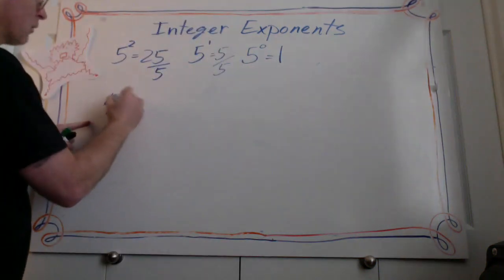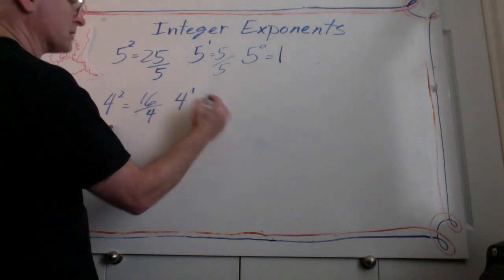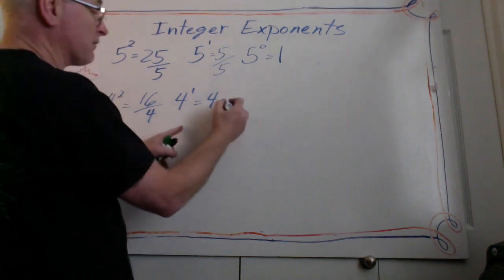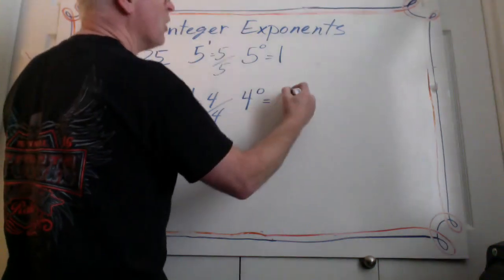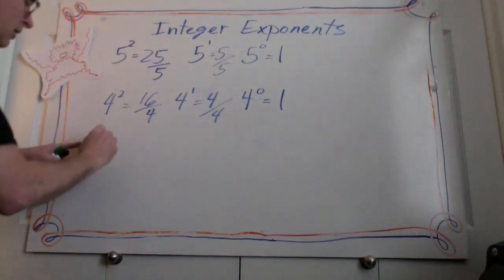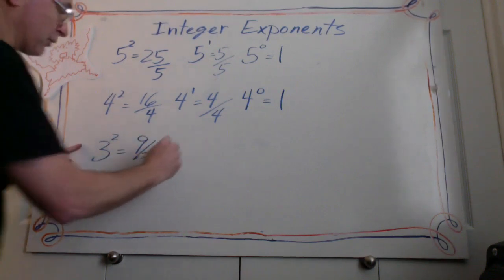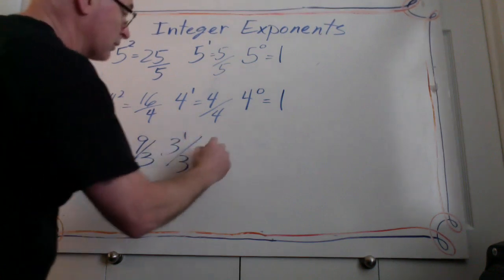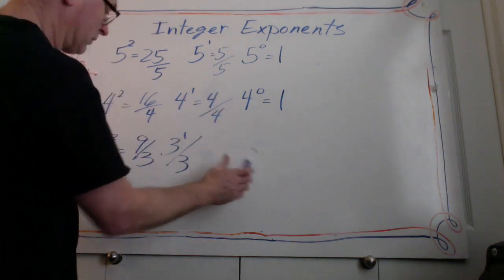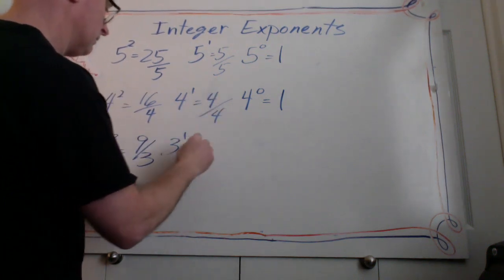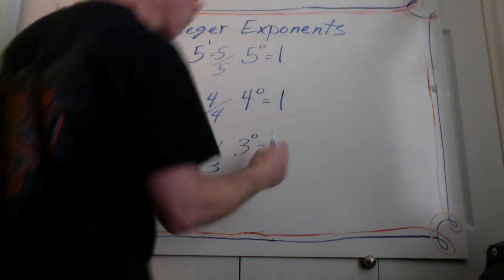I had 4 squared, which was 16. I divided that by 4, which was 4 to the first, which is 4. And then I divided 4 to the first by 4, which is 4 to the 0th power, which is 1. Then I had 3 squared, which is 9. Divide that by 3, which is 3 to the first, and divide that by 3, this is 3 divided by 3, which is 3 to the 0th power, or 1.